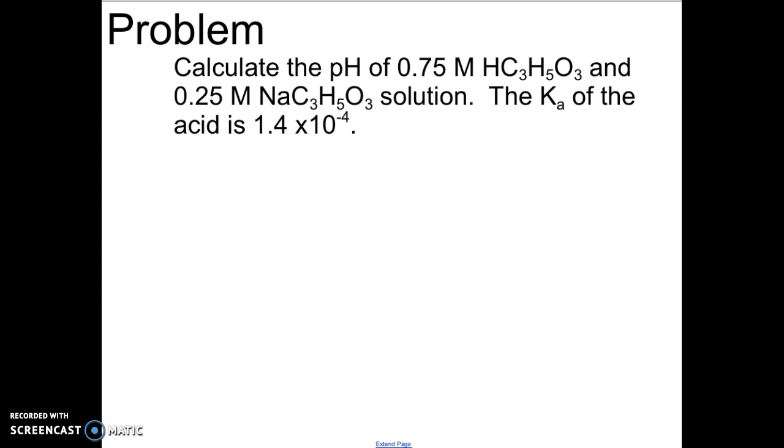Here's the problem. Let's say it's asking you to calculate the pH of a 0.75 molar solution. Now, hopefully you're recognizing that this is an acid. You see the H here, and then you can see that there's the conjugate base. Knowing that this is an acid, we're going to write out the equilibrium expression.